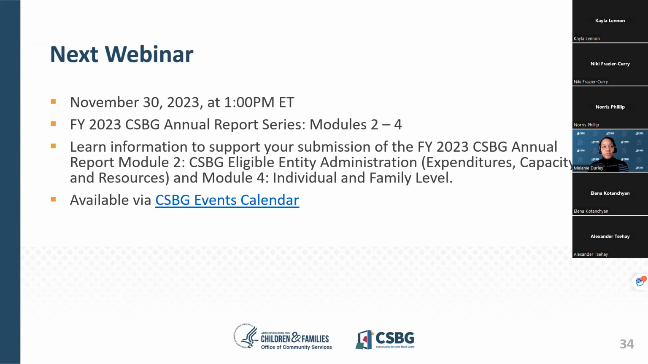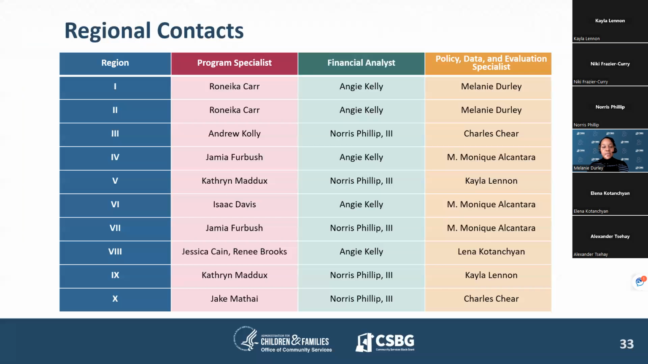And if you're emailing for general technical assistance, please remember to copy CSBG states at acf.hhs.gov. And if you need any assistance with the online data collection system, please copy CSBG data at acf.hhs.gov, and we'll drop those links, those emails in the chat.